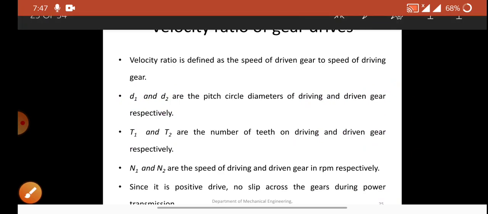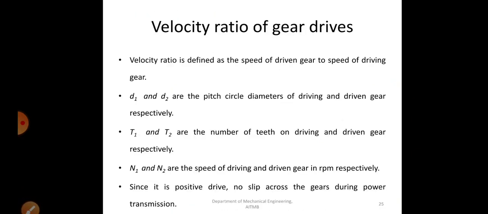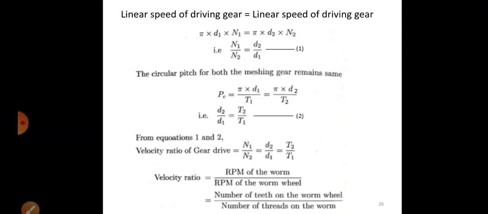Now, since it is a positive drive, there is no slip across the gears during power transmission. As we know, these gear drives have a very firm grip and are referred to as positive drives. If it is positive, definitely there is no slip across the gears during power transmission. With reference to the definition of velocity ratio, I can say the linear speed of the driving gear is equal to the linear speed of the driven gear. For the driving gear, the linear speed is written as pi D1 N1.